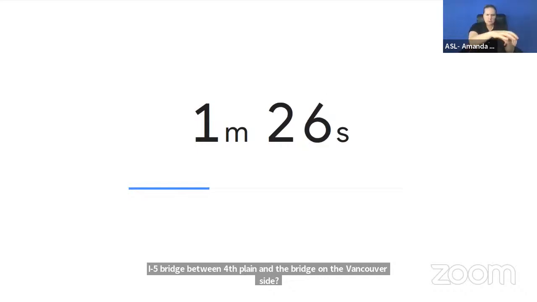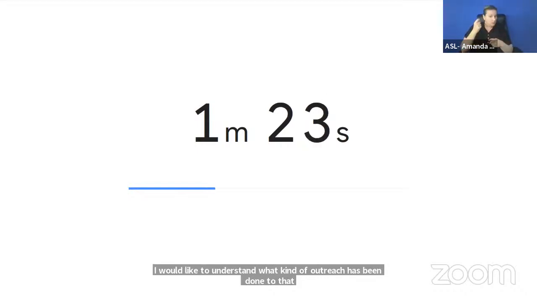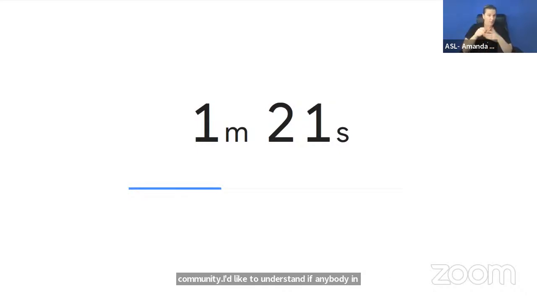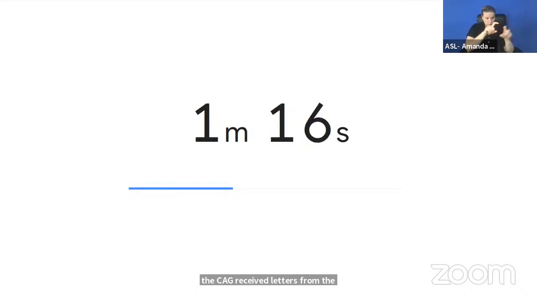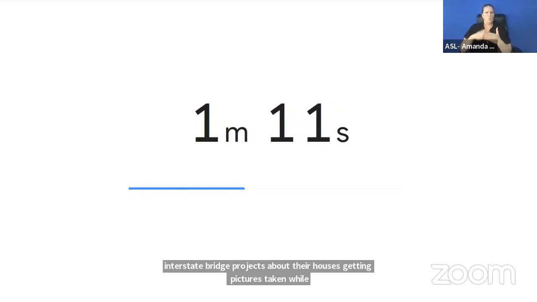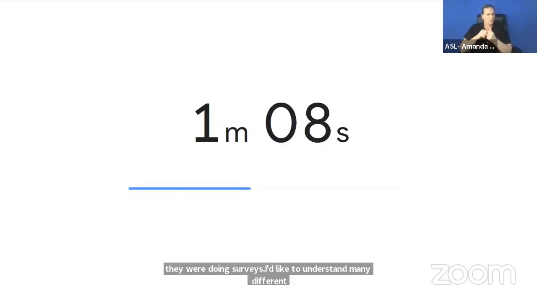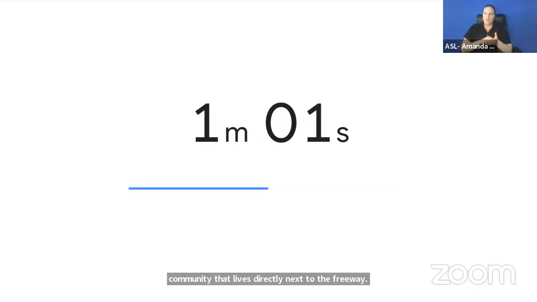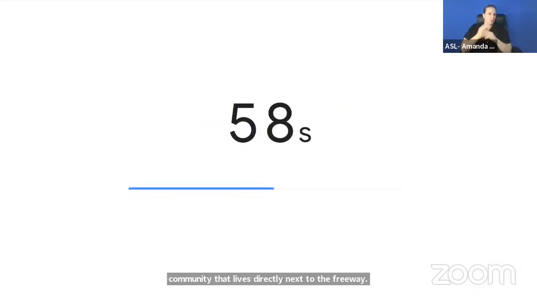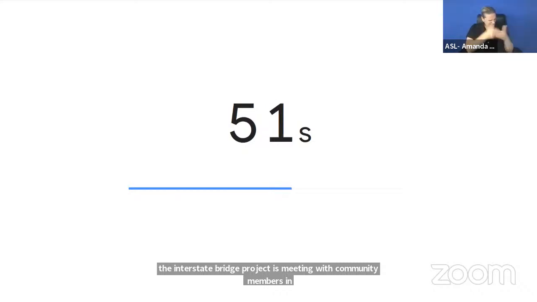I'd like to understand if anybody in the CAG received letters from the Interstate Bridge Project about their houses getting pictures taken of them while they were doing surveys. I'd like to understand many different things about what the CAG is doing in terms of dealing with the community that lives directly next to the freeway. I was actually surprised to hear that the Interstate Bridge Project is meeting with community members in Gresham, but I have yet to see a single meeting with the people who live directly next to the freeway here in Vancouver.